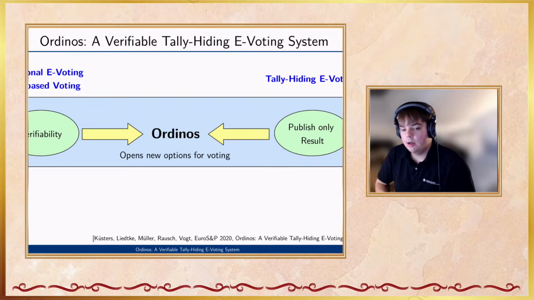At its core, Ordinals combines homomorphic encryption, zero-knowledge proofs, and MPC protocols to achieve the desired properties. With that being said, Ordinals opens new possibilities for votings because it allows for elections that cannot be done with traditional e-voting schemes or traditional paper-based voting.